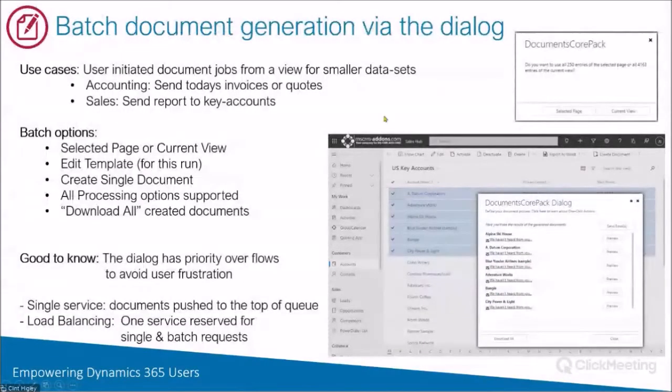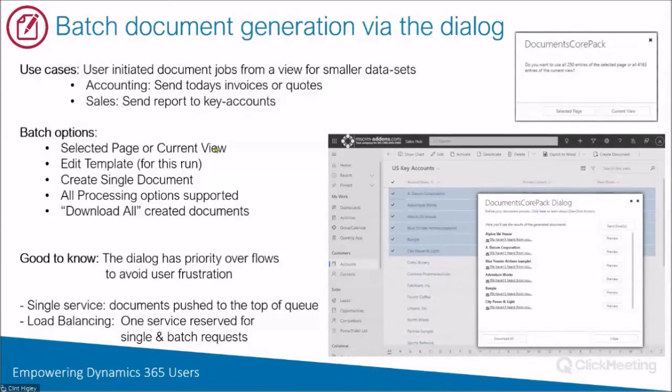So the first thing we want to talk about is batch document generation via the dialog, right? Most of the time, the use case for this is that the user initiates the document job via a view from smaller data sets. For example, accounting wants to send out today's invoices or quotes, or sales is sending reports out to key accounts, right? The user is able to select what they want and then generate a document to send out to each of the individual accounts, or to send out these quotes, etc.